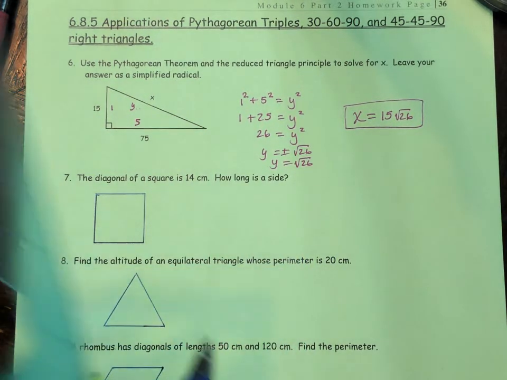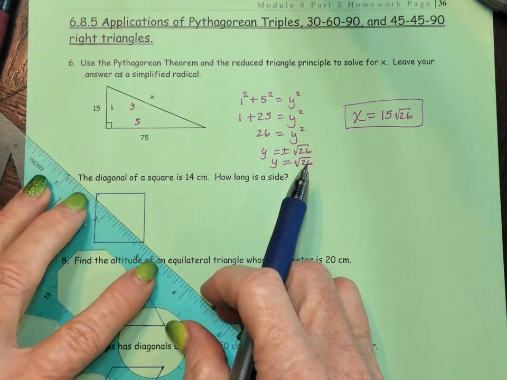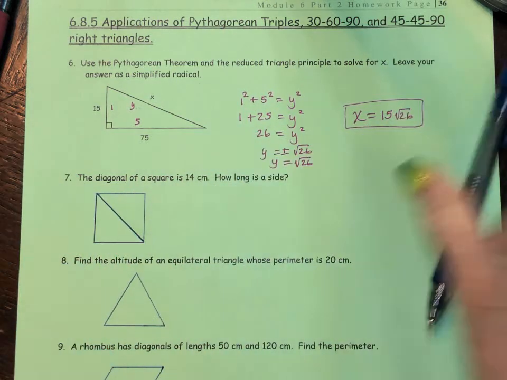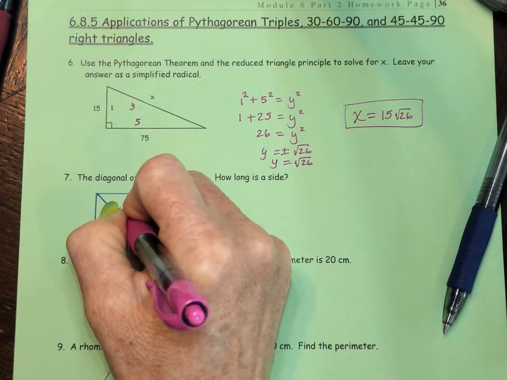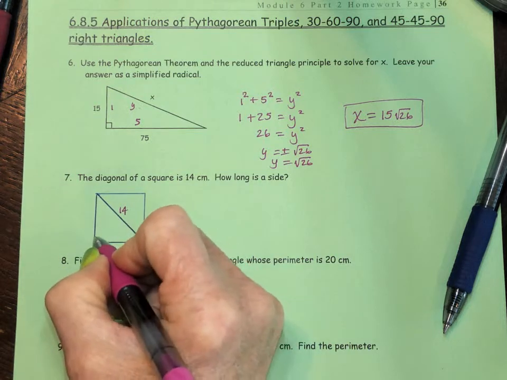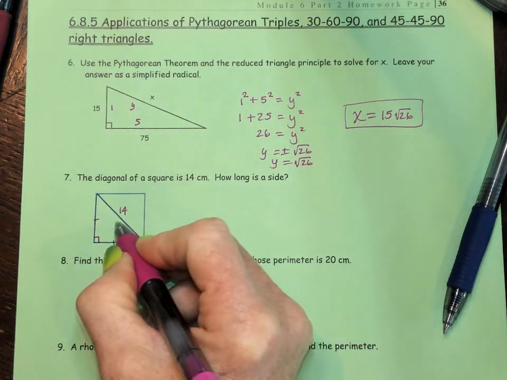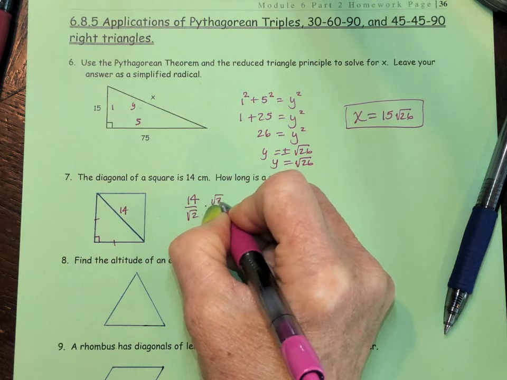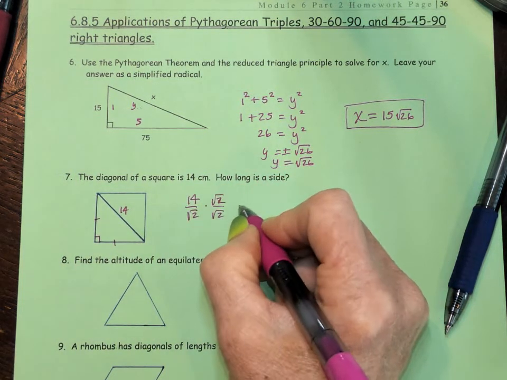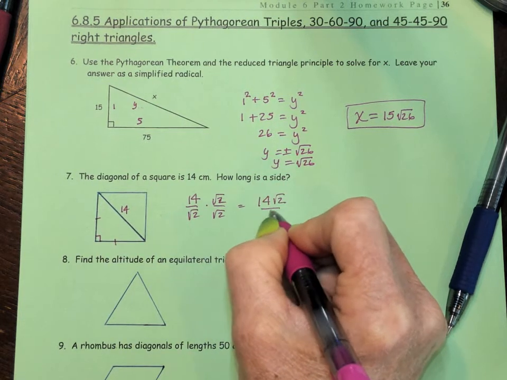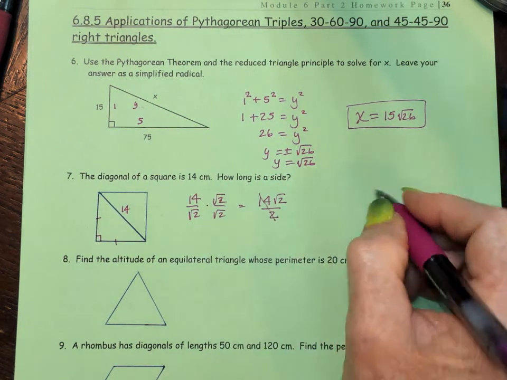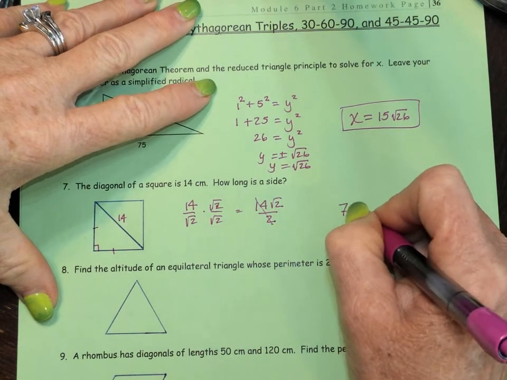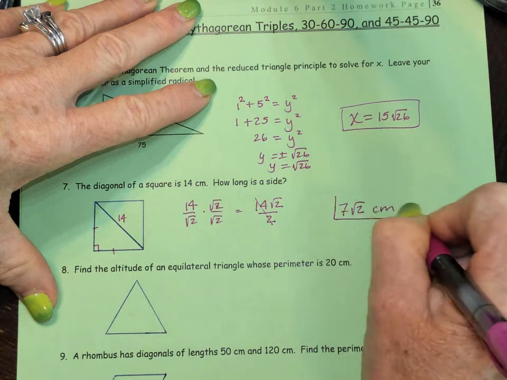All right, so diagonal of a square is 14 centimeters. Diagonal, 14. How long is a side? This is a 45, 45, 90. You want to divide by square root 2. Rationalize. Gives us 14 square root 2 over 2, which simplifies to 7 square root 2 centimeters.